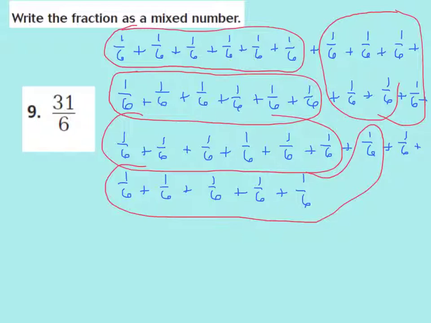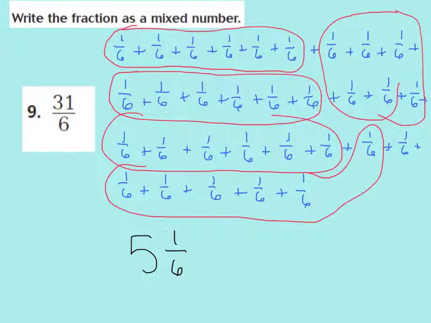So let's count up the wholes that we have. 1 whole, 2 wholes, 3 wholes, 4 wholes, 5 wholes, and then I have 1/6 left over. So let's check. 5 wholes, 1/6. Now I can recheck this by multiplying it. 6 times 5 is 30, plus 1 is 31. So that does work out.